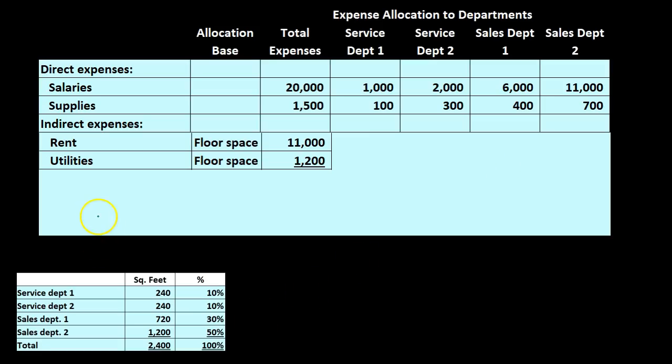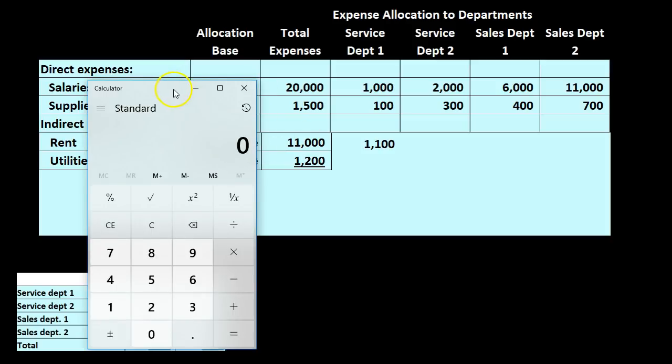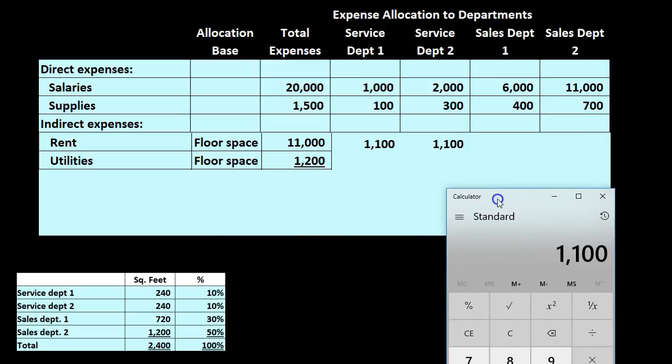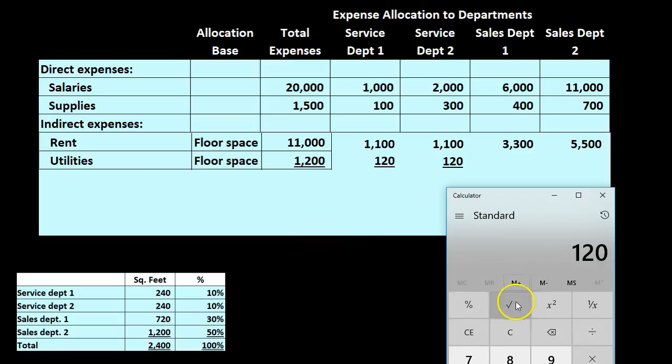So if we go back up to our worksheet, then we can take this 11,000 and just apply it out in accordance with our percentages over here. We're going to say, all right, 11,000 times 10% is going to give us 1,100, 1,100, and then 3,300, which is of course 11,000 times 0.3, and then of course 5,500. We're going to do the same for the utilities. So we've got 1,200 times 0.1 is 120, and so on and so forth.